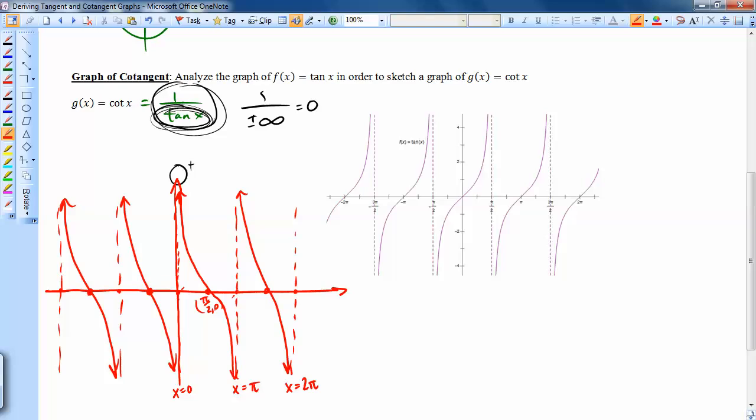Right there. And if you wanted to, you could figure out a couple other points, like this one right here would be pi over 4 comma 1. And down here, we get 3 pi over 4 comma negative 1. So those are some useful points that come in handy once in a while. So, okay, hope that helps.